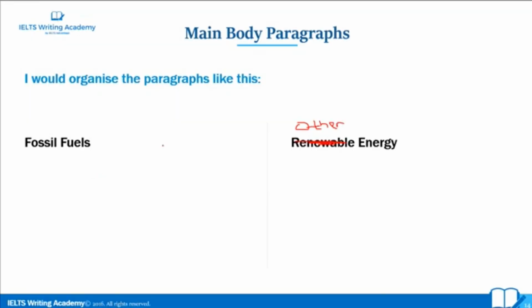But how would I organize this? Fossil fuels, so the top 3, and other energy. Why would I do this? I think there's double logic to this. These are all the same category. Fossil fuels are all kind of the same thing. And then these are another category. They're not fossil fuels.